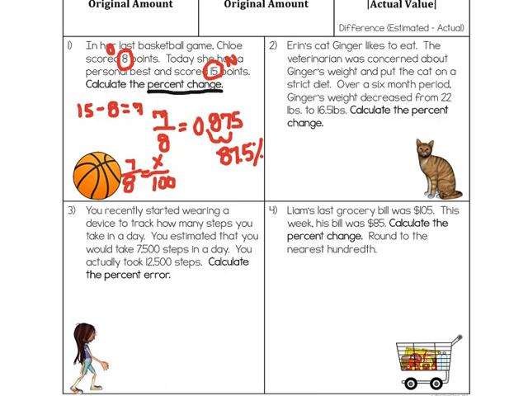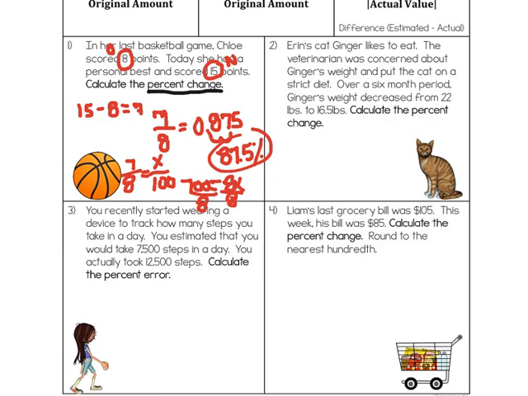7 times 100 is 700, and 8 times x is 8x. So 700 is equal to 8x. Divide by 8 on both sides, and you get, see, in calculator, 87.5. So you get the same thing no matter which way you do it. Okay.